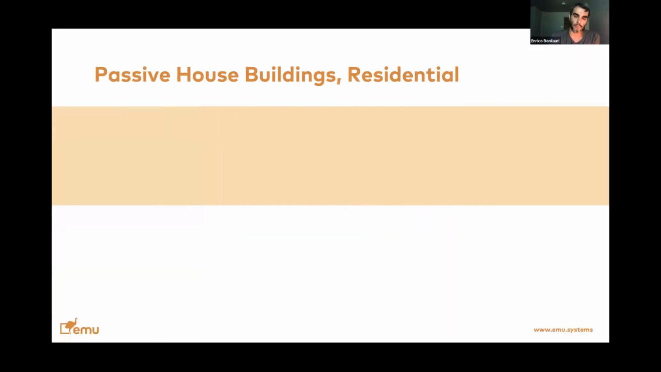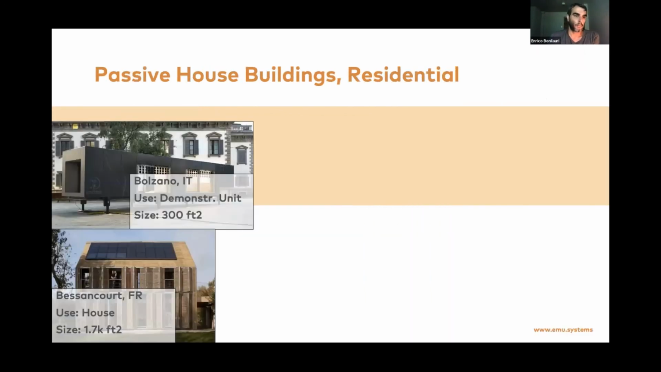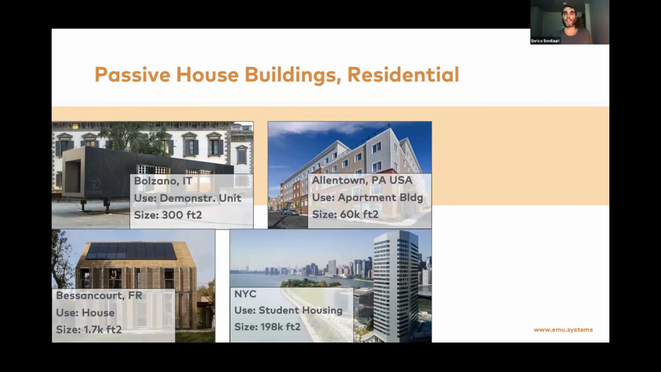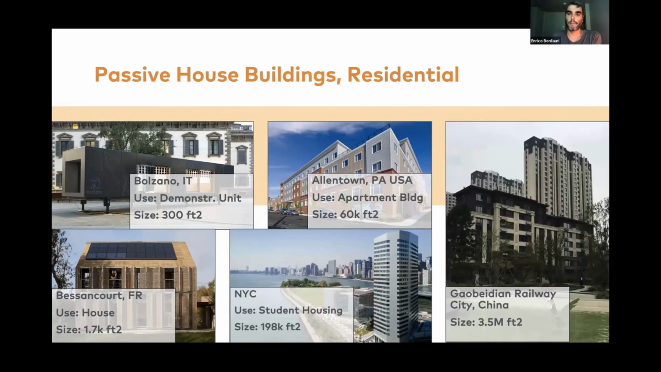We have the demonstration building built in Italy, some very fancy house in France, a Pennsylvania multifamily project, the Cornell dormitory, as we saw in the very beginning of the slide, and a very large residential project, 3.5 million square feet of passive house buildings built in China.